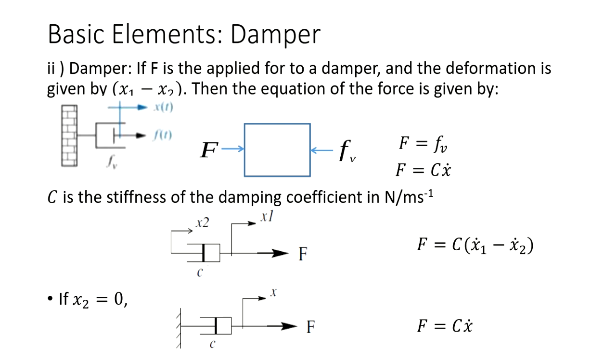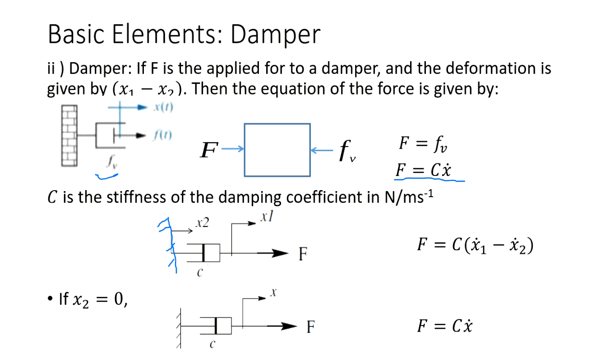Next is the damper. A damper is like friction, right? So it opposes motion. We can represent it in this way. The force is the damping coefficient times the velocity, which is x dot. So F is c times (x1 dot minus x2 dot). And if this position is fixed, not moving, then x2 will be 0 because it's not moving. So F is equal to c times x dot.